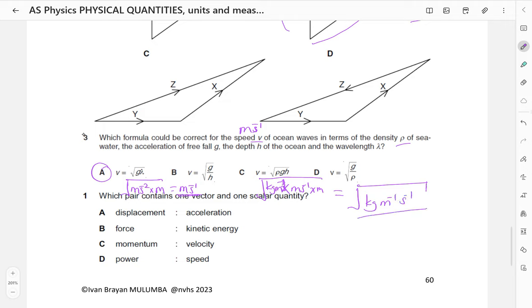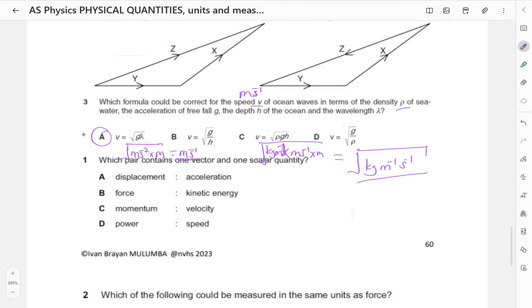There's no way this will give us the unit of speed. So the answer is A. You can check the rest.